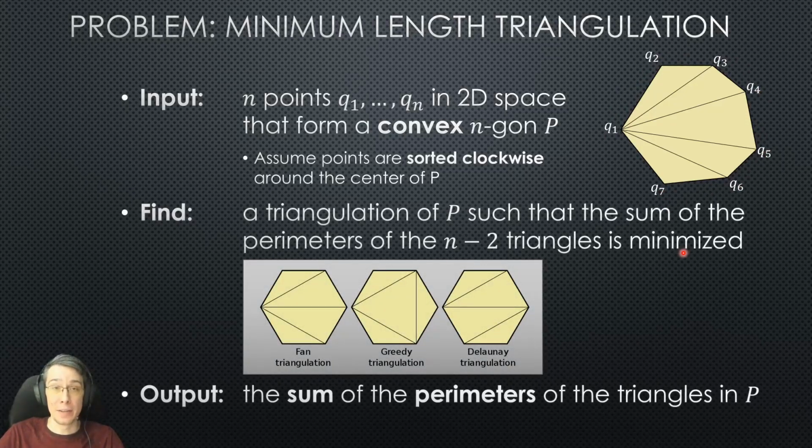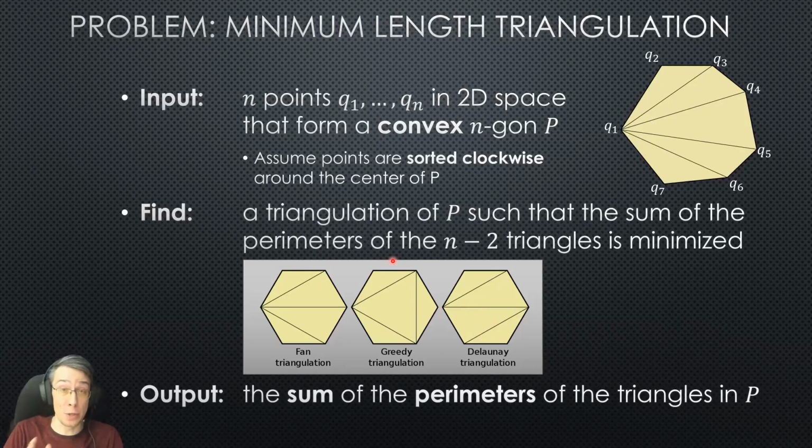Okay, and the goal in this problem is to find a triangulation of P. What's a triangulation? It's a way of cutting this polygon up into triangles that don't overlap one another, right? The triangles cover the whole polygon, but no triangles overlap. So you want to be able to draw these lines that don't cross each other, right? If there was overlap, lines would be crossing each other. So you want to basically draw lines to cut this up into triangles, and there are different ways of cutting up this polygon into triangles.